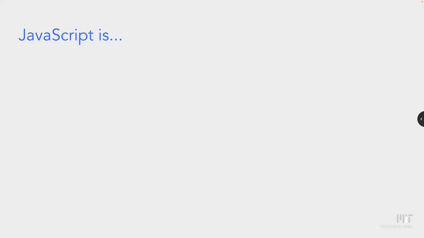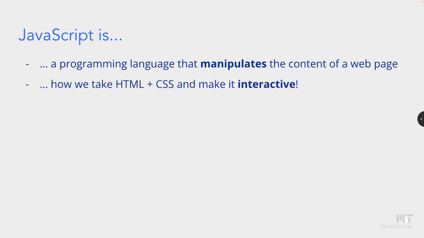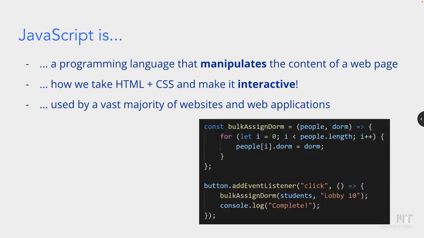Okay, and now JavaScript. It's a programming language that is all about interaction. It manipulates the content of a web page based off of what the user does. It is interactive, and it's used by a lot of websites. It's what makes our website dynamic. And it is unrelated to Java.